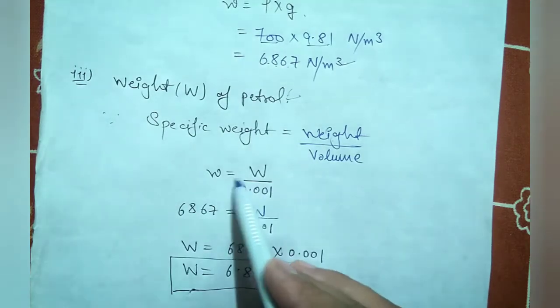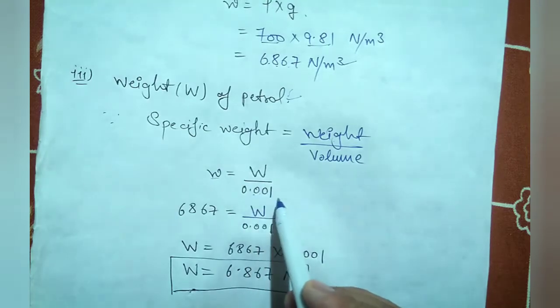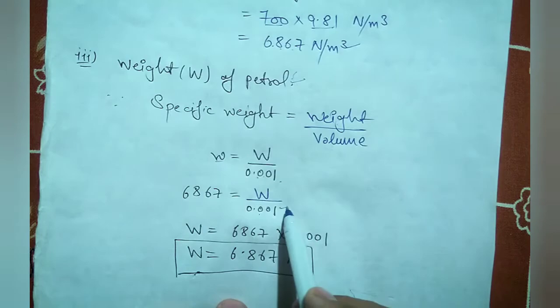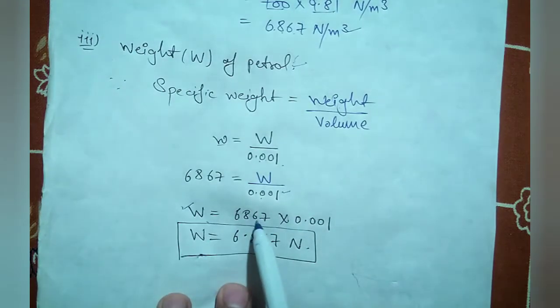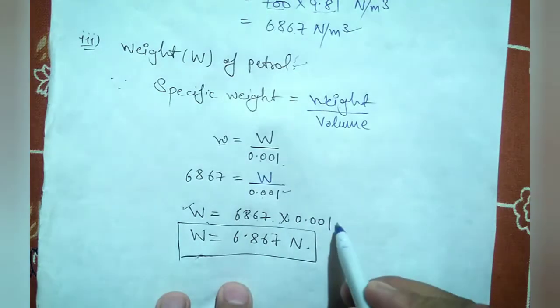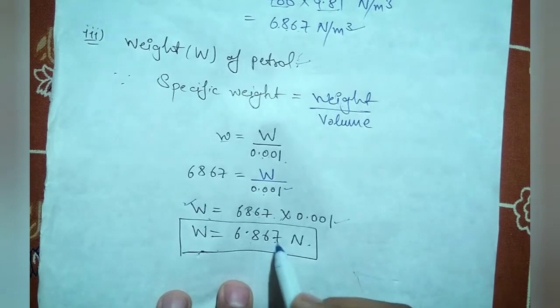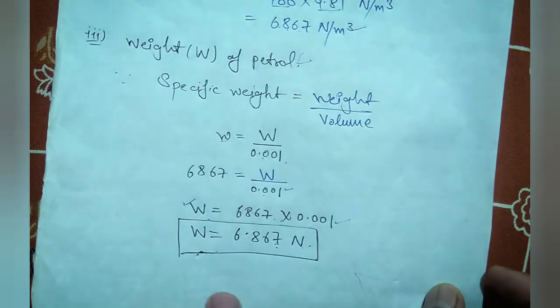So we'll just put the value here. So small w, 6867, equals capital W over 0.001. So capital W, that is the weight of the petrol, is 6867 multiplied by the volume. Okay, so it is coming out to be 6.867 newtons. So this is the weight of the petrol.